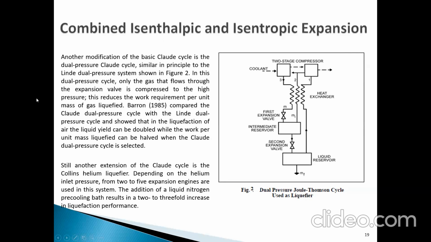Okay? So, in this dual pressure cycle, only the gas that flows through the expansion valve is compressed to high pressure. This reduces the work requirement per unit mass liquefied. So, kayo na mag-revise ng diagram. Ballon in 1985 compared the Claude dual pressure cycle with the Linde dual pressure cycle and showed that in the liquefaction of air, the liquid yield can be doubled while the work per unit mass can be halved when the Claude dual pressure is selected.